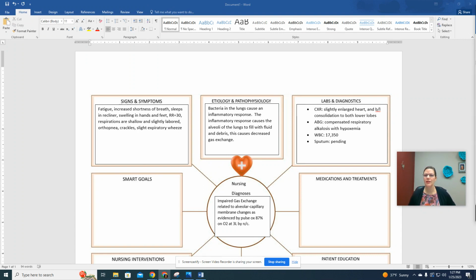Okay, so you see there, I included the chest x-ray that showed a slightly enlarged heart with bilateral consolidation of both lower lobes, the ABG that showed compensated respiratory alkalosis with hypoxemia, the WBCs of 17,350, and then that the sputum results are still pending because those are related to that impaired gas exchange that's related to the pneumonia, the bacterial pneumonia that the patient is suffering, most likely. Of course, we're going to wait for sputum results and things like that. But this is the direction that we're headed. The next thing we've got to look at would be our SMART goals. So we're going to develop 3 SMART goals.